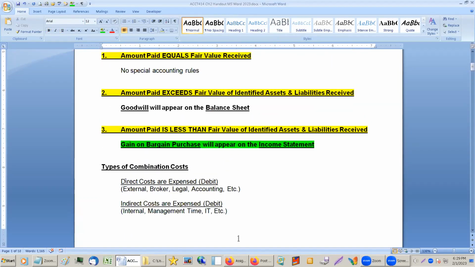Types of combination costs: direct costs, these are those things that are directly related to it, and the indirect costs. And for the most part, those are expensed.